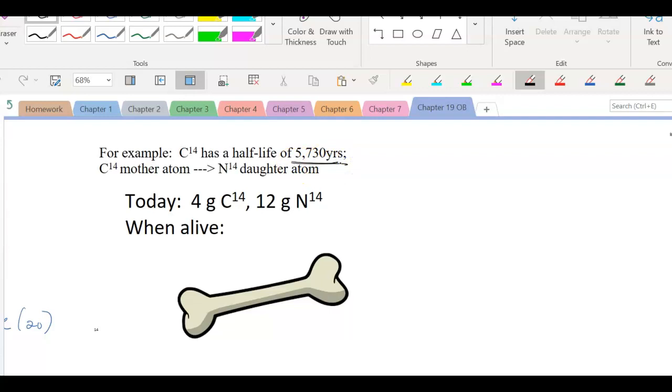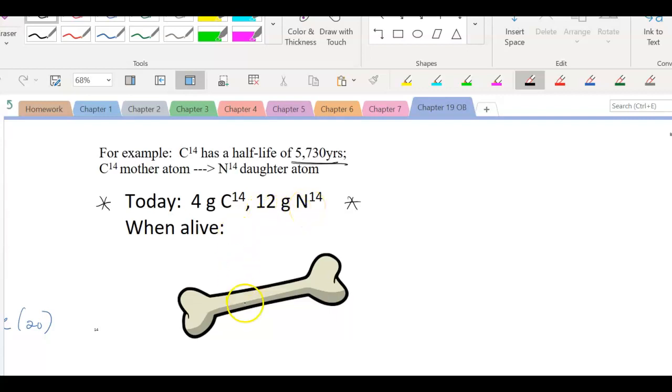So let's say that I have found a bone and I take it to a chemist, and the chemist tells me that today, in this day and age, inside of that bone I only have 4 grams of the original mother carbon-14 atoms left, and I can see that the majority of them have decayed into stable daughter atoms, and I have 12 grams.